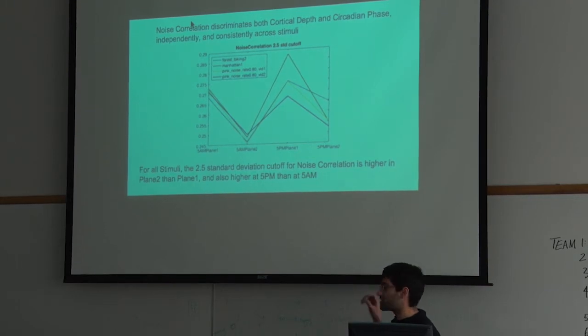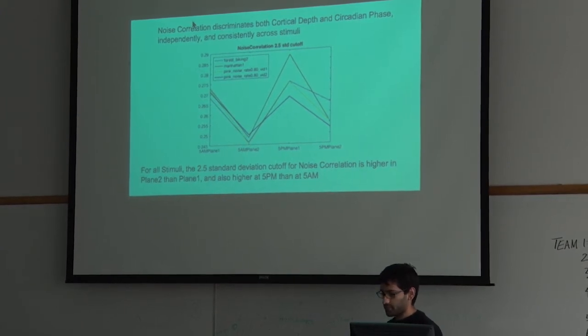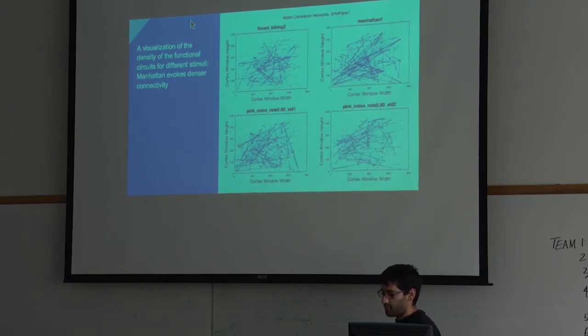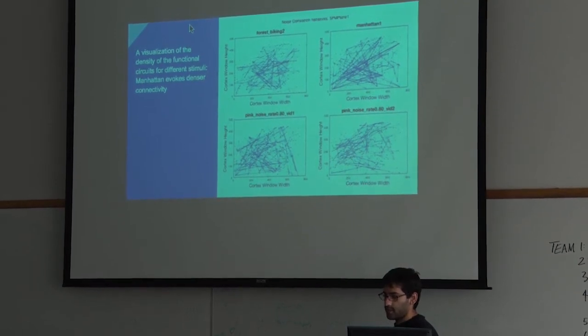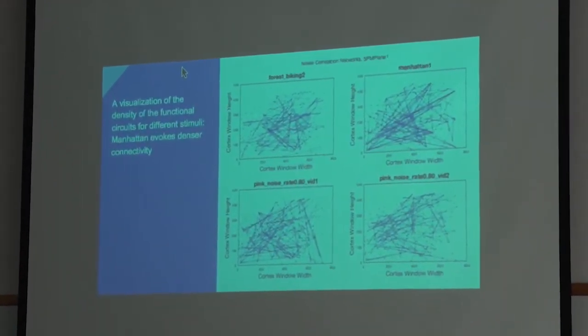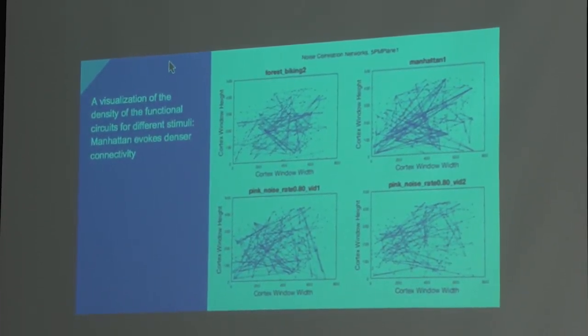And what's actually charted on the y-axis here is the cutoff of 2.5 standard deviations of the noise correlation. Now, these noise correlations are a measure of functional connectivity, so we wanted to overlay this on the actual spatial information. This is just the 5 p.m. plane one data set, and one thing you can notice, related to the fact that Manhattan had that higher overall response, is that it also evokes this denser connectivity.